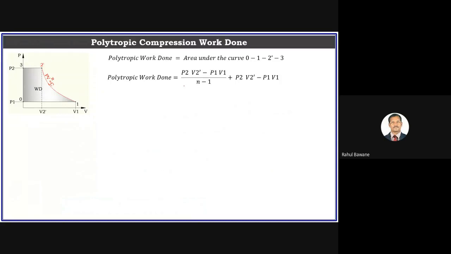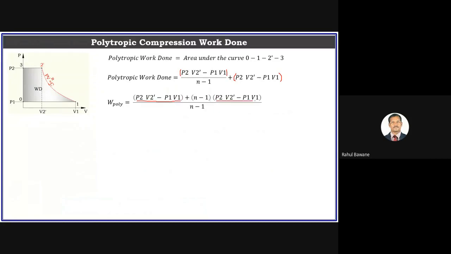So the area under the curve, if it is a polytropic process, we know is (P2 V2 dash minus P1 V1) divided by n minus 1, where n is the polytropic index, plus the vertical rectangle P2 V2 dash minus the horizontal rectangle P1 V1. Now take the LCM. So we are putting these two terms in brackets. Here (P2 V2 dash minus P1 V1) is one bracket, plus (n minus 1) times (P2 V2 dash minus P1 V1) after the LCM.